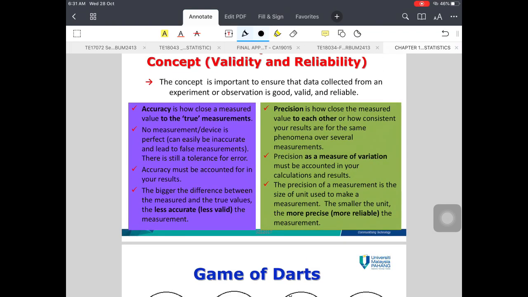Precision is how close the measured values are to each other. It is not focused on the true measurement, just on how the data you have sit together and how consistent your results are for the same phenomenon over several measurements. Precision as a measure of variation must be accounted for in your calculation and result. The precision of a measurement is the size of the unit used to make the measurement, so the smaller the unit, the more precise or more reliable the measurement.